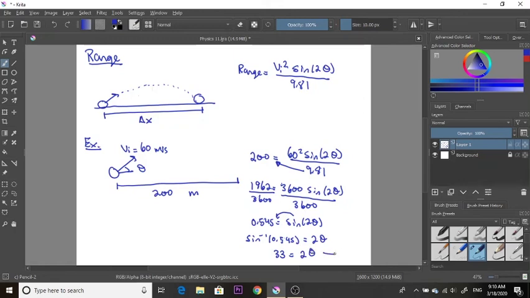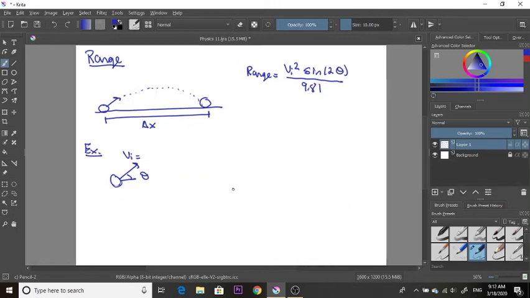Now the last step is we need to divide by 2. So 33 over 2 is going to be equal to theta. 33 divided by 2 will give us 16.5. And that is how you would isolate for your theta. So this is how you would use the range formula. I hope this was helpful to you, and I will see you tomorrow.